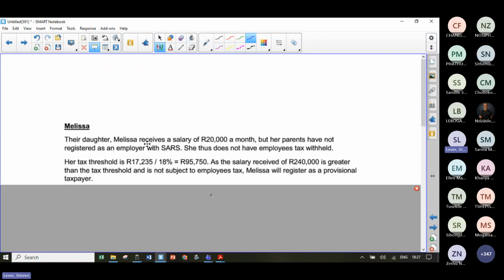So it says their daughter Melissa receives a salary of 20, but her parents have not registered as an employer with SARS. She thus does not have employees tax. Her tax threshold is 17,235 divided by 18%, 95,750. As the salary received of 240 is greater than the tax threshold and is not subject to employees tax, Melissa will register. More than 30,000 Rand, not subject to employees tax, and she's liable for tax.